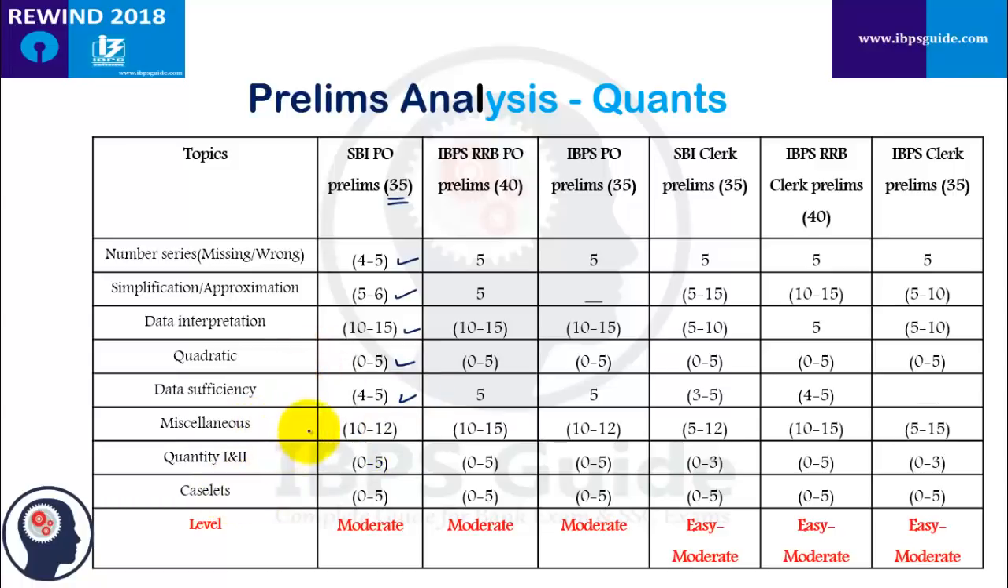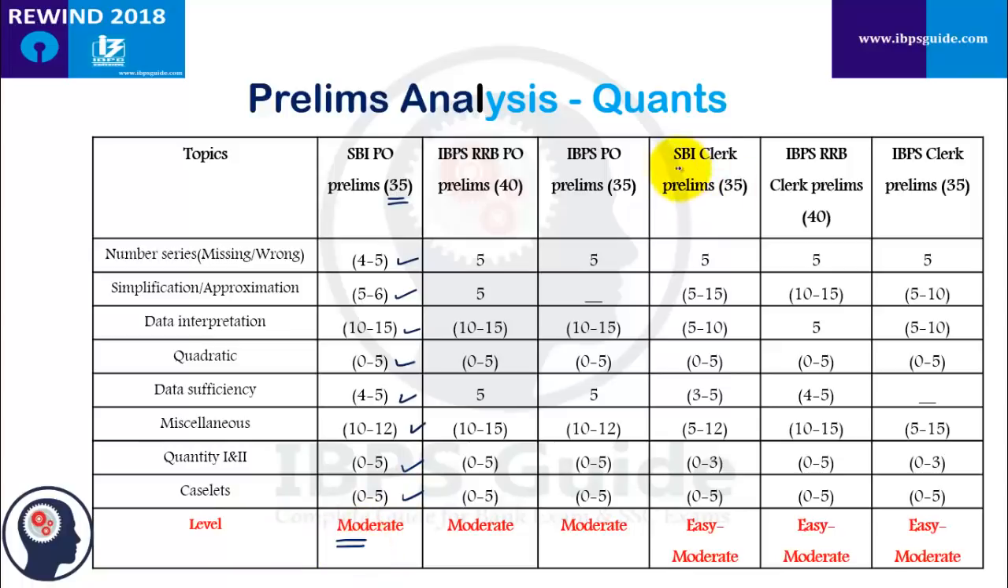Miscellaneous questions like application sums from profit and loss, time and distance: 10 to 12 questions are asked. Also the Quantity 1 and Quantity 2 type of question is introduced. In some slots it is asked, but in some slots it is not, so 0 to 5 questions are quantity based. Caselet DI is introduced. In some slots Caselet DI is asked, but in some slots it is not asked. So 0 to 5 questions means if this topic comes in a slot, then 5 questions will be there. The level of the SBI PO prelim exam is moderate.